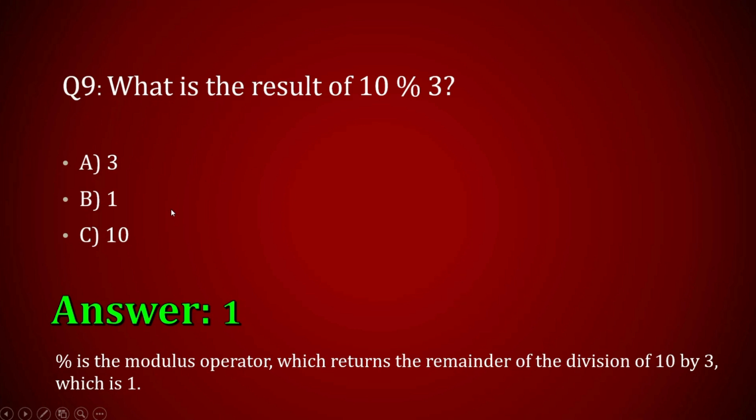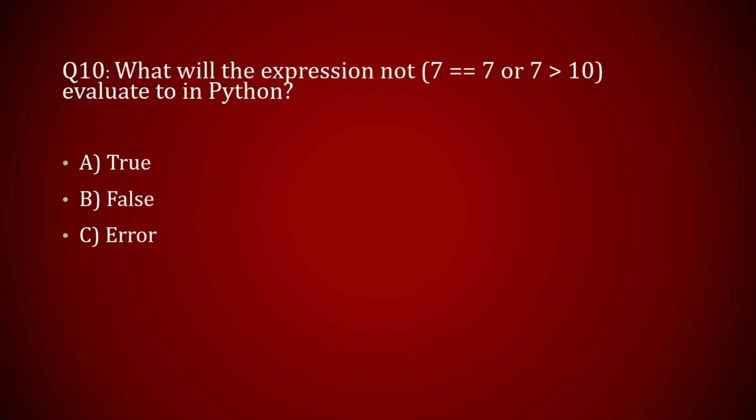Let's move to the last question, question number 10. What will the expression not of 7 equal to 7 or 7 greater than 10 evaluate to in Python? It's very easy, right? Let's see the options. We have A true, B false, C error. Now your timer starts. Time is up, guys. Let's reveal the answer.